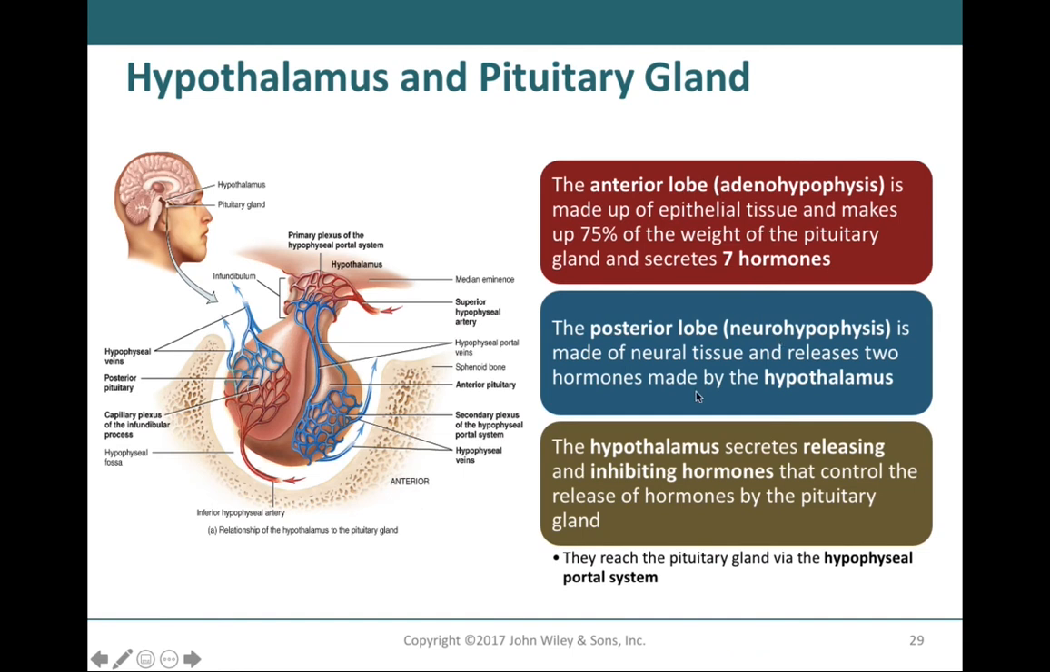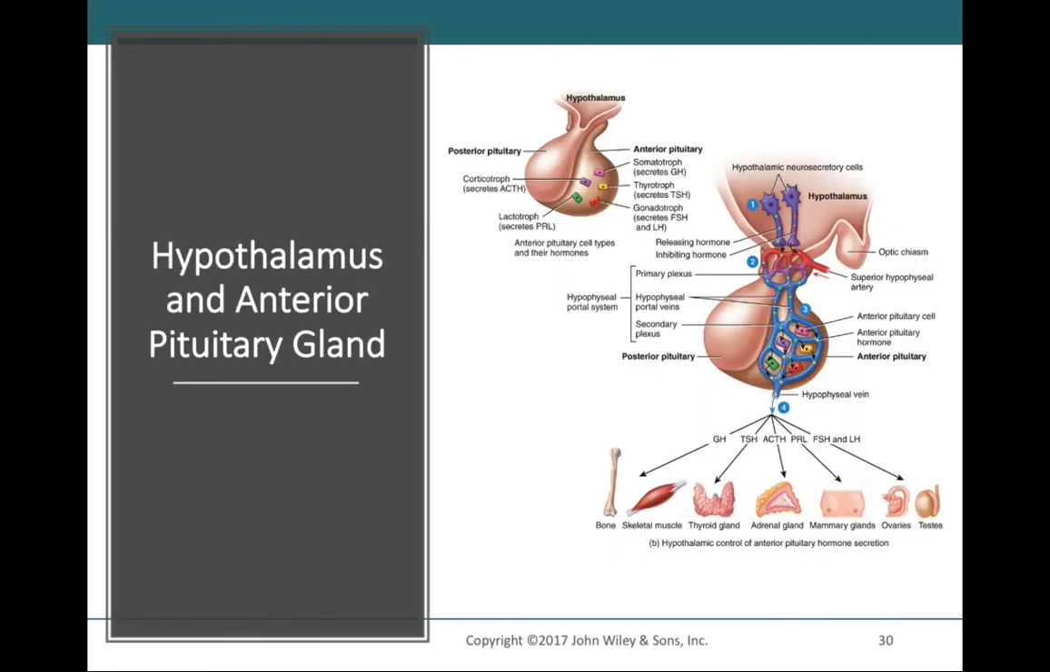We have not yet discussed the secretory products of the pituitary gland specifically. All we've said so far is that the hypothalamus has its releasing and inhibiting hormones, and those will tell the pituitary gland what to release. I also mentioned that there is a blood vessel system known as the hypophyseal portal system, and that can be found here. This hypophyseal portal system is how those releasing and inhibiting hormones get from the hypothalamus down to the pituitary gland.